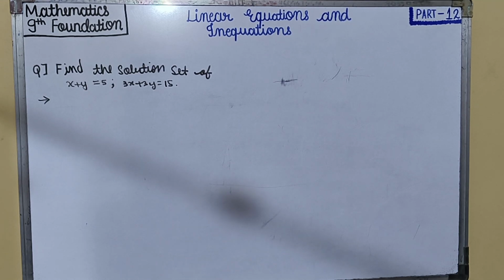Today we are going to learn class 9th Mathematics chapter Linear Equations and Inequations. This is our part 12. So in the previous part we have learned about the conditions for solvability.